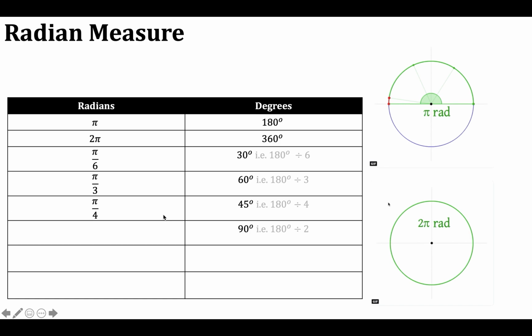We'll then have a look at 90 degrees, and that is 180 divided by 2. So that means that 90 degrees expressed in radians is pi over 2, or a half pi.